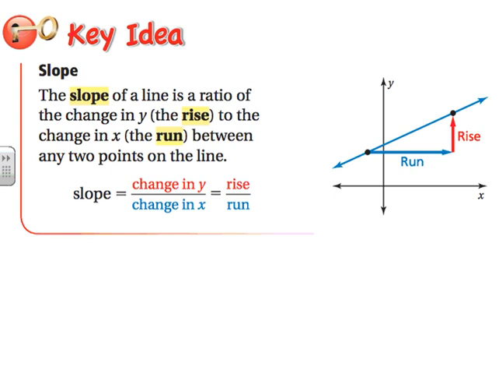These are notes on slope. We've been talking about slope as the steepness of a line. It's shown as the change in y, which we call the rise, compared to the change in x, which is the run. So the vertical distance compared to the horizontal distance.